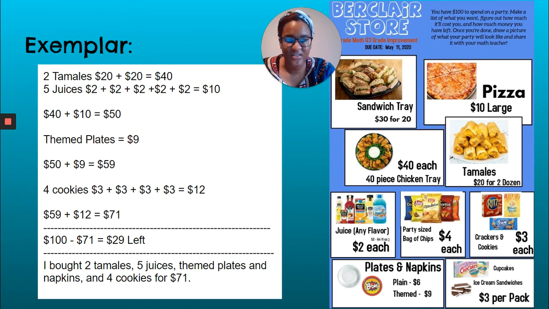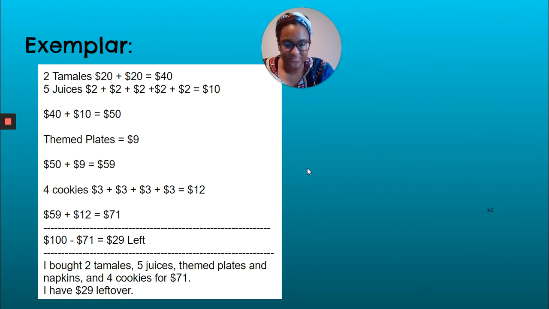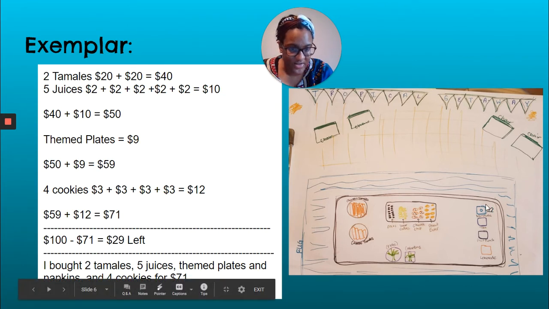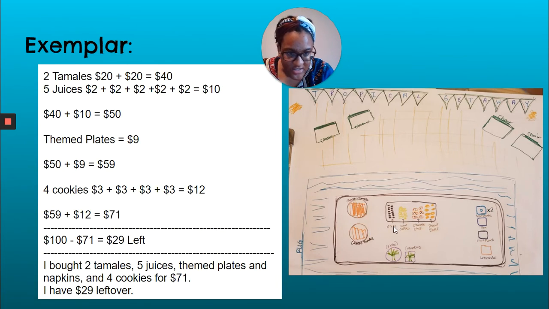So that's not the last thing. The last thing it says is to draw a picture of what your party will look like and share it with your math teacher. So I told you guys I wanted a tropical themed party. So in my tropical themed party, this is what I imagine it to look like. It's a tropical getaway, so I made the rug look like water, and here's the food table with my cheese tamales and my chicken tamales. I got Oreos, I got some sugar cookies, I have chocolate chip cookies, and I have peanut butter cookies.